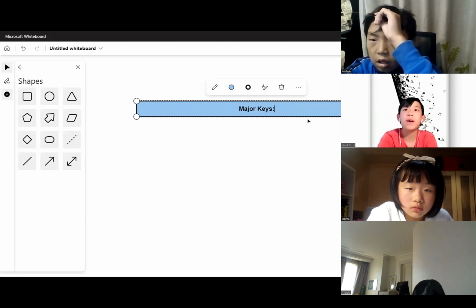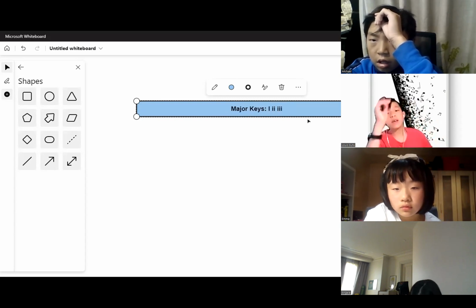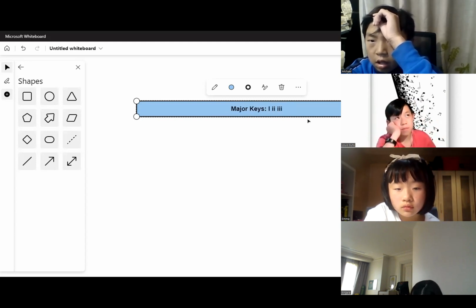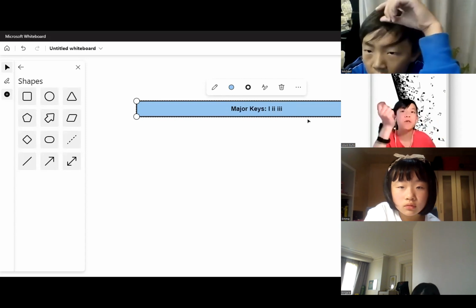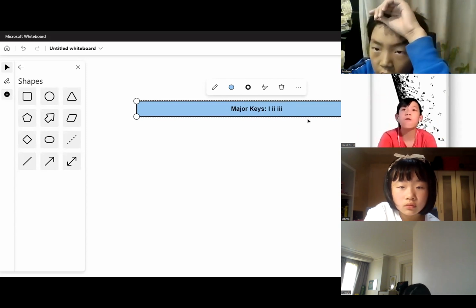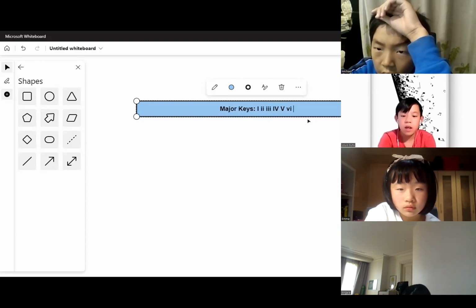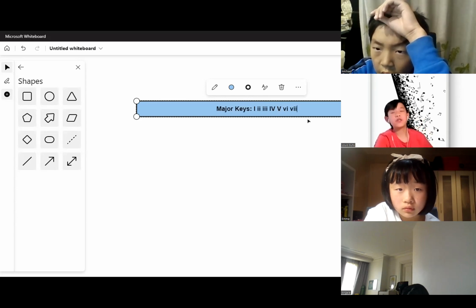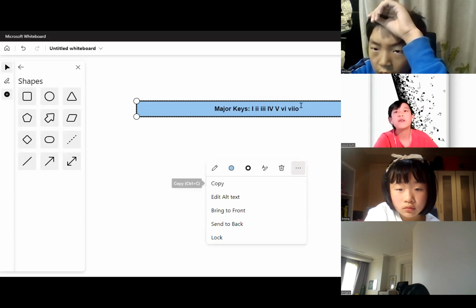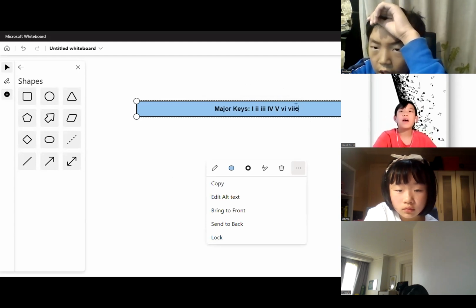Chord 1 is major, chord 2 is minor, chord 3 is, let me think, yep, chord 3 is minor, chord 4 is major, chord 5 is major, chord 6 is minor, and chord 7 is diminished. I should mark that in superscript, but I don't know how to do that. Doesn't matter. Okay.